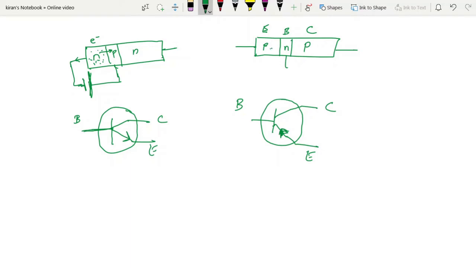Because this is p-type material, the majority charge carriers will be holes, and when it is forward biased, holes will go from p-type material into n-type material, and the direction of hole flow and the direction of current is the same. So the current is flowing from emitter toward the base. That's why it is shown going toward the base. In an NPN transistor, the direction of current is from base toward the emitter, and that's why the arrow is shown going toward the emitter from the base. So this is the symbol of a transistor. It's very simple. What kind of transistor is this? This is a PNP transistor, and this is an NPN transistor. So an arrow is shown at the emitter region.